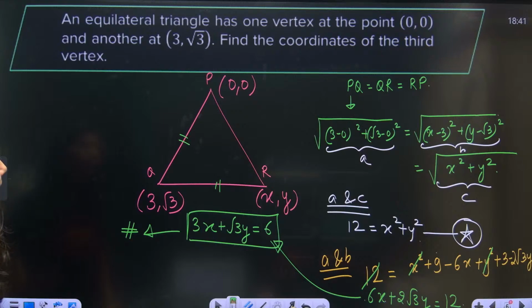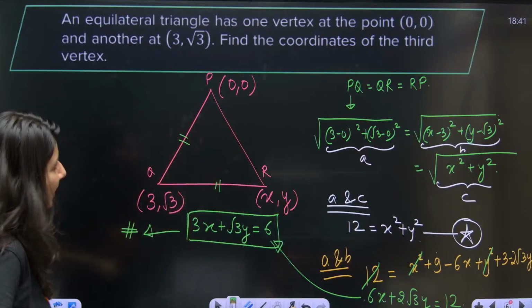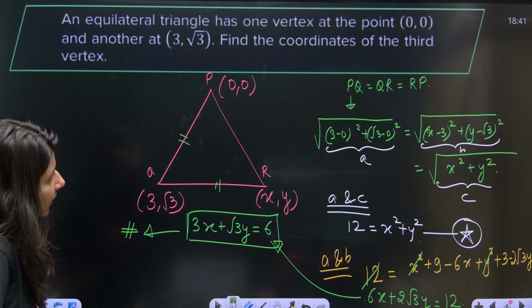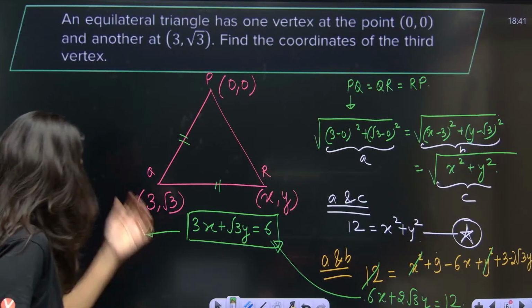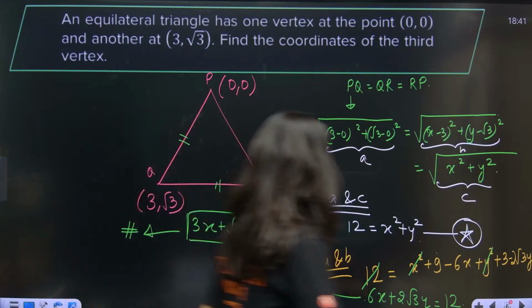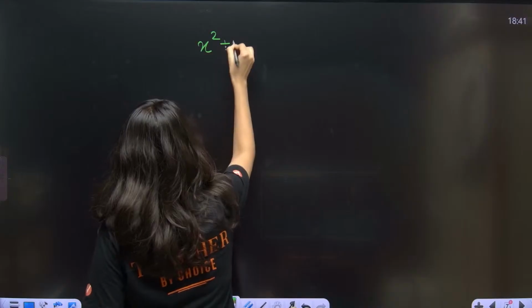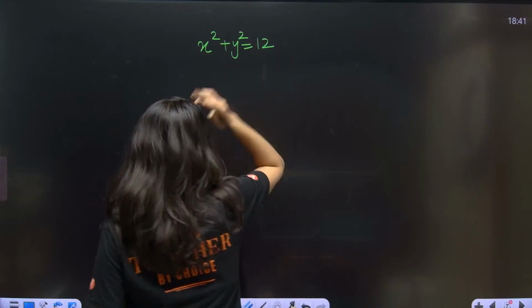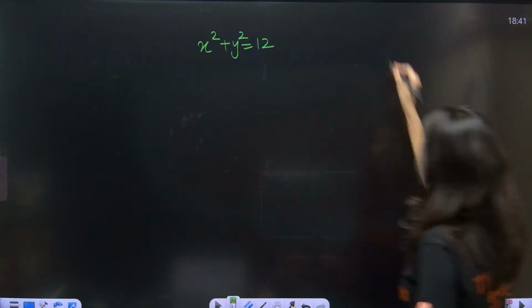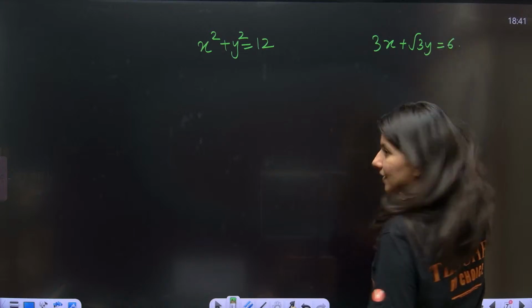So, coordinates of the third vertex. Now we have two equations and two unknowns, right? A and B equal, A and C we have done already. So now, what to do? We have two equations: x square plus y square is equal to 12, and 3x plus root 3y is equal to 6.